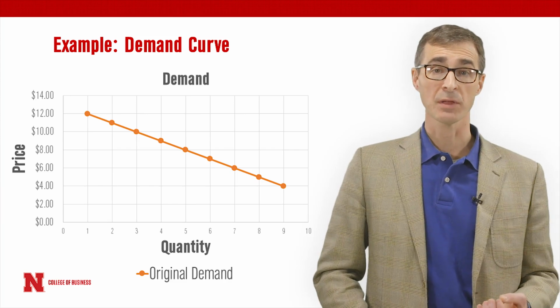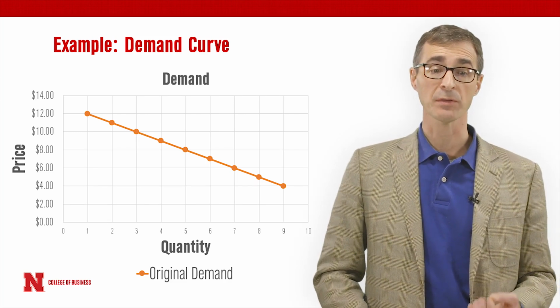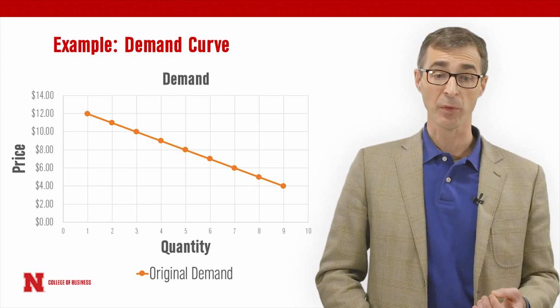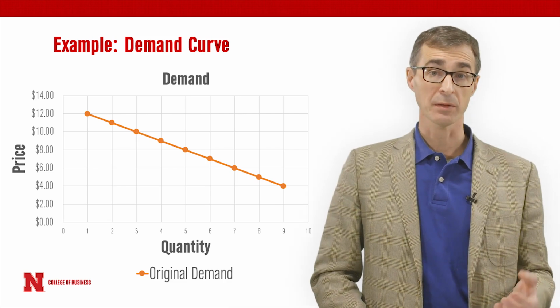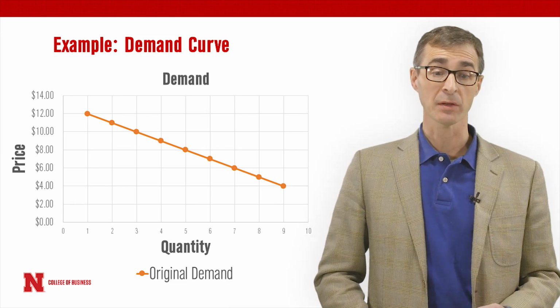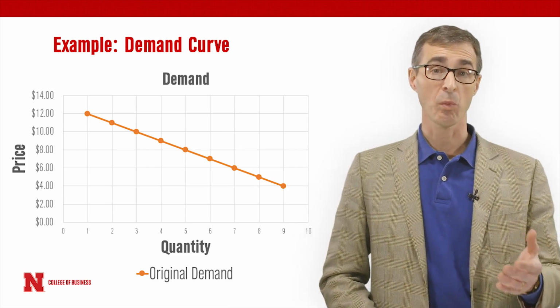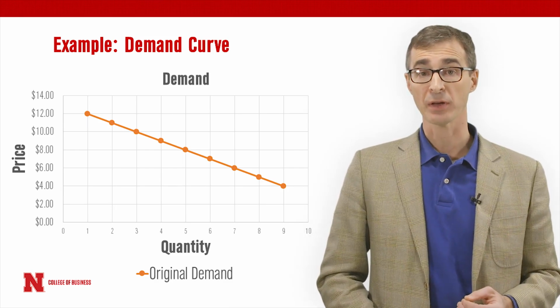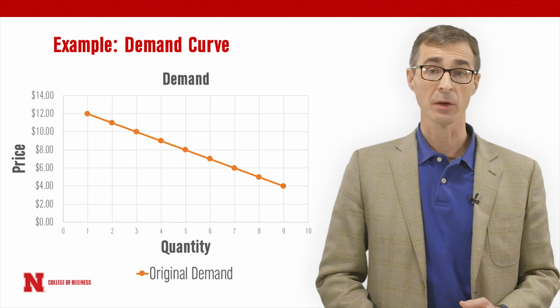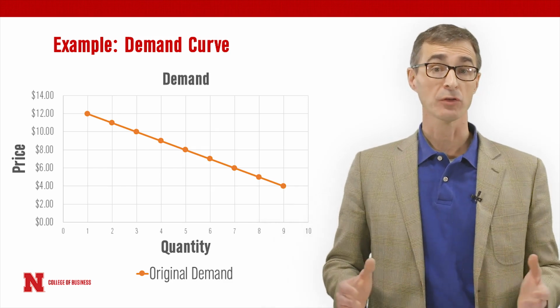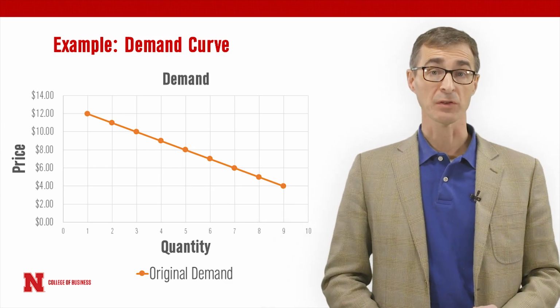The price of the item is on the vertical axis and runs anywhere from $12 down to $4. The quantity or number of units demanded is illustrated on the horizontal or x-axis, and that goes anywhere from one product at a price of $12 all the way up to a total of 9 units when the price is at $4.